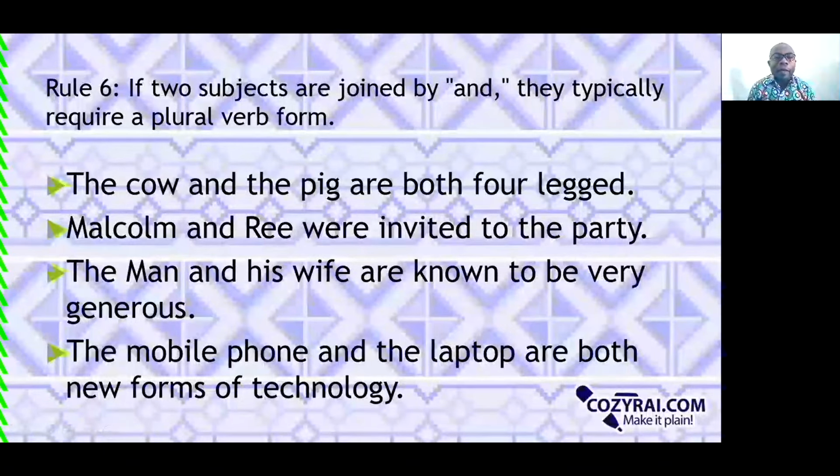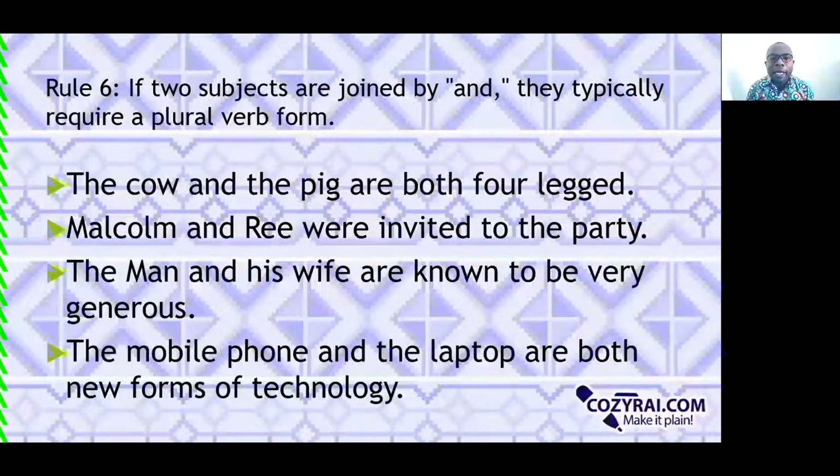Welcome back. In the previous video, we discussed 5 basic rules that govern subject-verb agreement. In this current one, we'll discuss 5 more. So we're going to start from rule number 6 to rule number 10. So rule number 6, subject-verb agreement rule number 6.